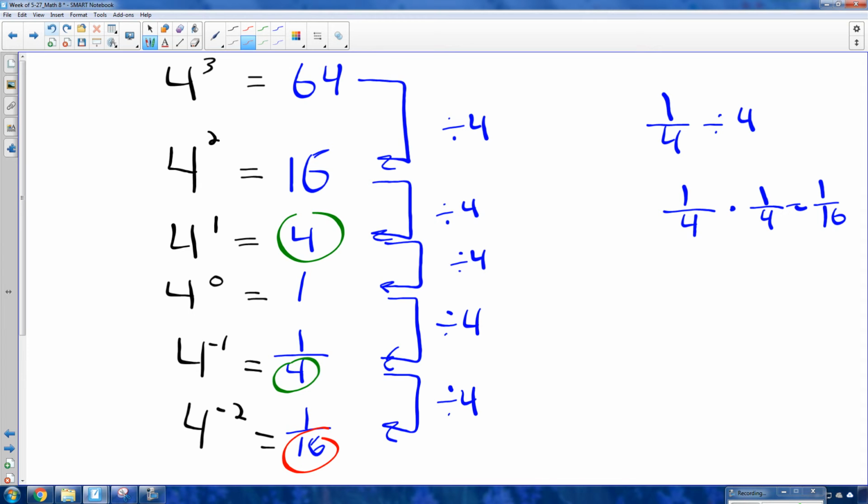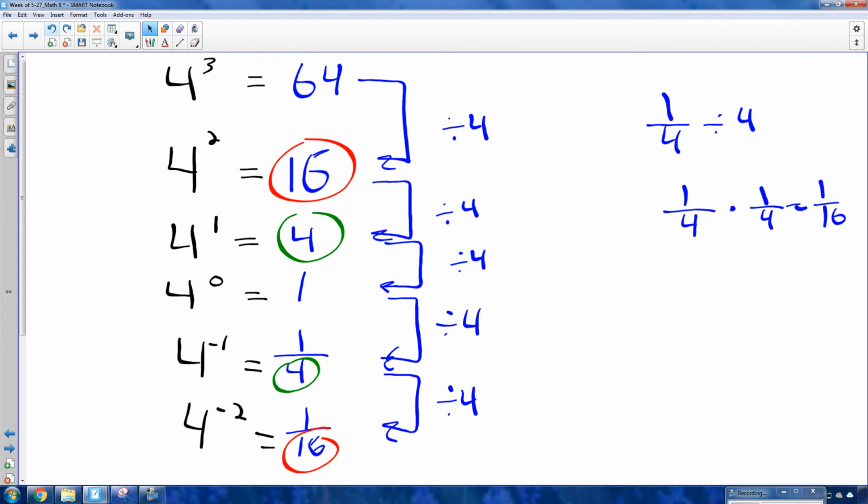So do you think you could tell me what 4 to the negative 3 would be? What would 4 to the negative 3 be based on this pattern? Look at the green inner shell, then the red, and think about what happened with the 64. So 4 to the negative 3 would be, yes? Yes, 1/64 would be 4 to the negative 3.